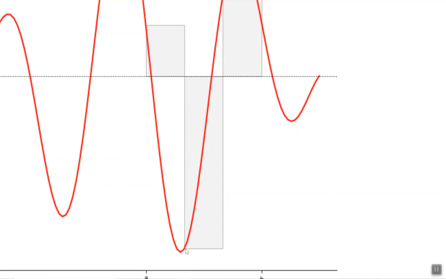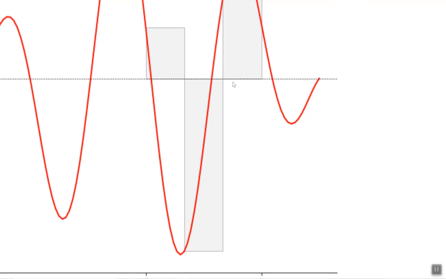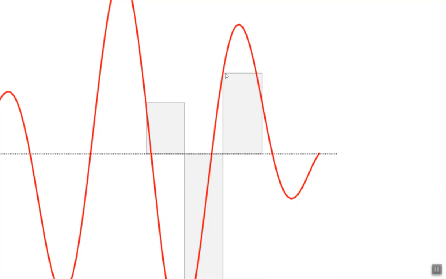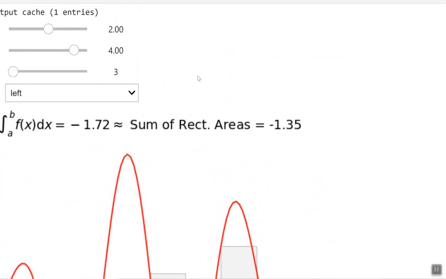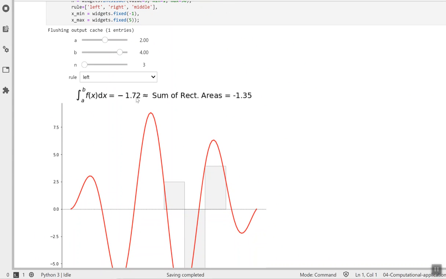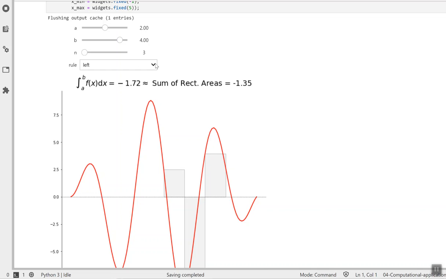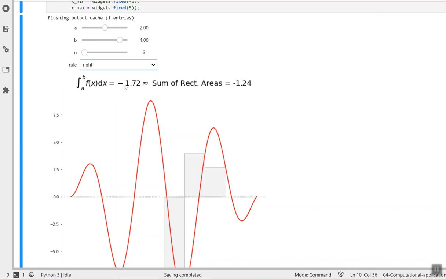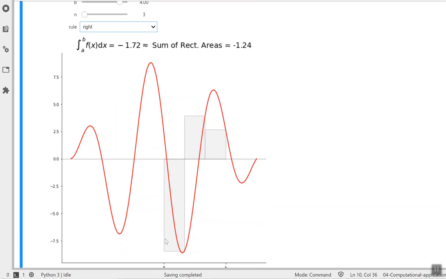It's at the left endpoint of this subinterval here. And for this third subinterval, it's again this left value. So it's using the 3. And so 3 is providing a pretty bad approximation of -1.72. It's giving me -1.35. Now it's negative, but it's off quite a bit. Look what happens if I use the right endpoint. It's even worse in this case.